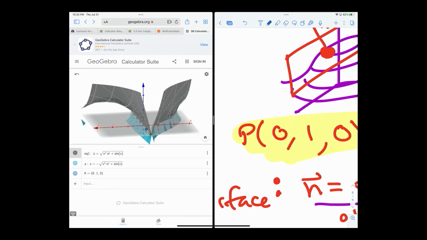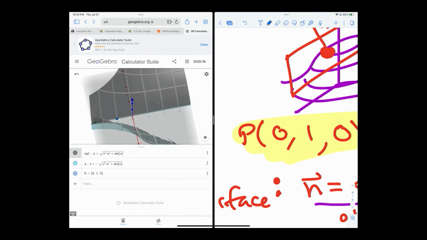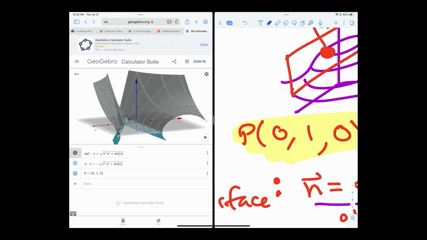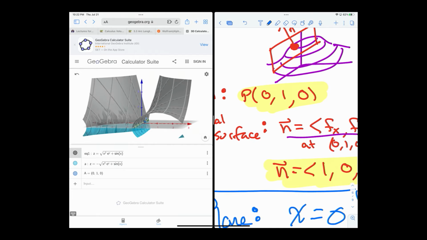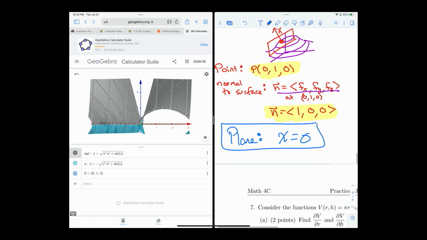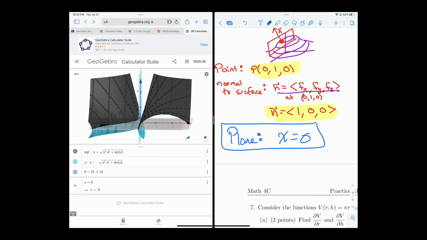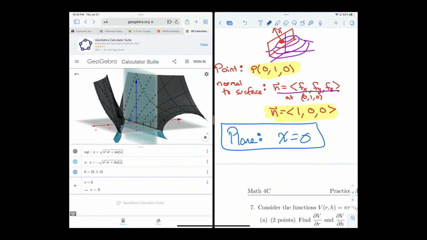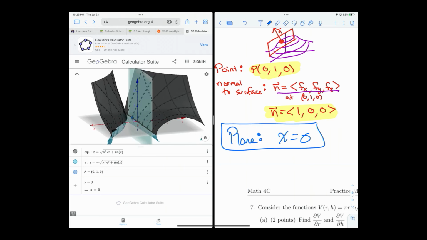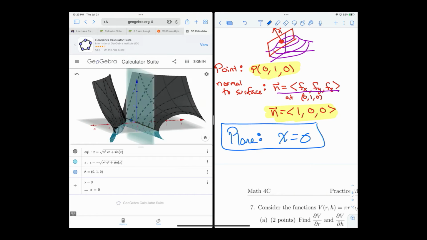I can't change the color easily. Okay. But you see it there, right? Kind of, maybe. Can you see it there in the background? So that's the point that we're looking at. And then you might even be able to see that the tangent plane there should be vertical. And so if I plot the plane, just x equals 0, you'll see you get a vertical plane. It does go through that point that you can't really see in the background, and it is tangent to the surface.